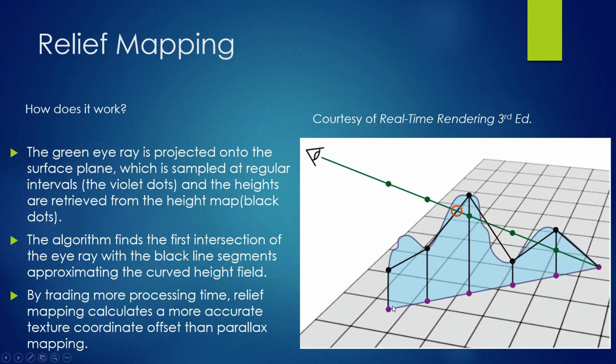So, similar to our previous diagram we looked at in that paper, this bottom here is our actual surface of the triangle. The blue represents our height map, and the green vector is our camera or eye vector from the position, from our actual position that we're trying to render to the camera. So instead of doing the offset approximation, relief mapping actually samples the eye vector and calculates a more accurate first intersection of the camera and the height vector.